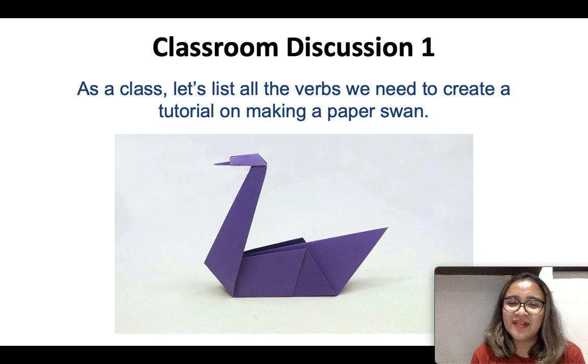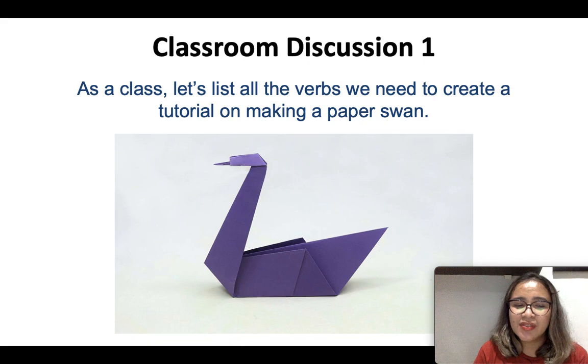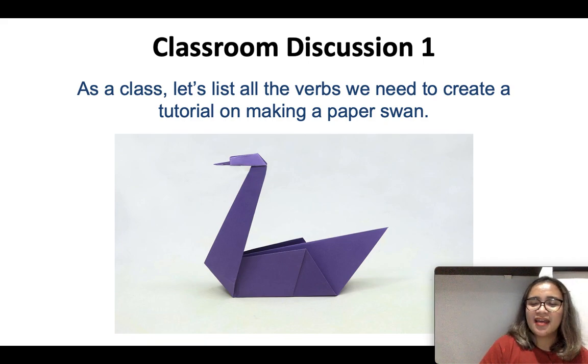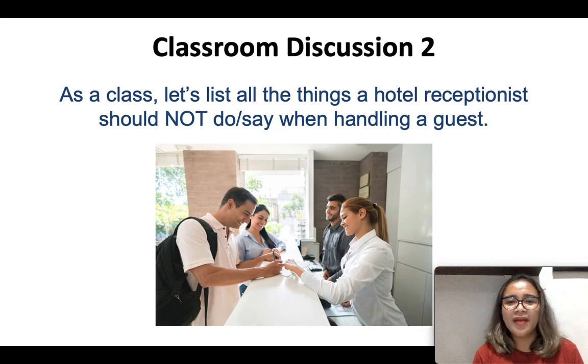Hello, you're back now. In making some origami paper, usually the most common verbs are folding, fold, or maybe cutting, or maybe glue together. Or making a hole, make a hole. So these are some common verbs that can be used on making a tutorial of a paper swan origami. Okay.